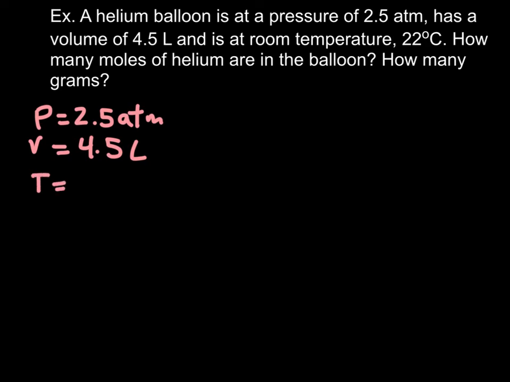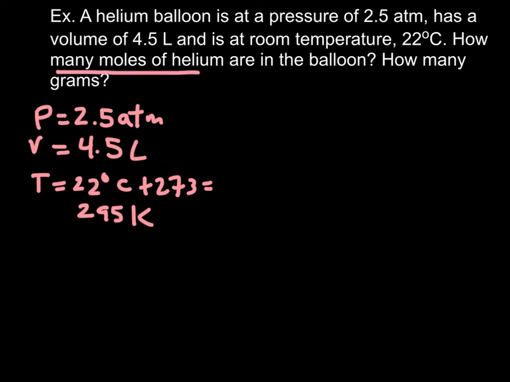Temperature is 22 degrees Celsius. And remember, we got to add 273. So temperature is 295 Kelvin. And they want to know how many moles of helium. How many moles of helium? So that means we don't know what n is. And then there's a second question, how many grams of helium do we have? And we'll get into that in a little bit.